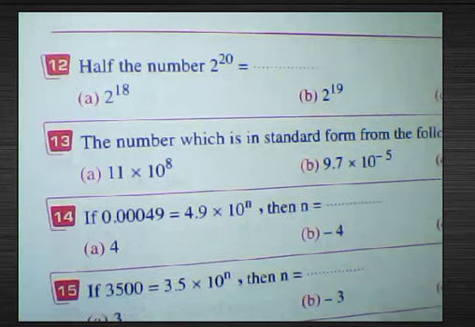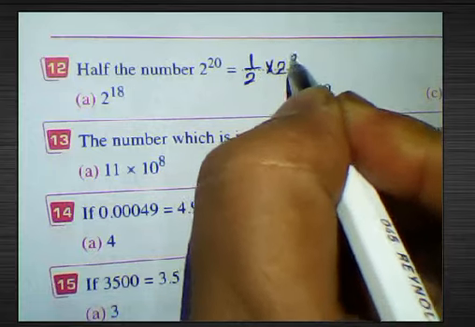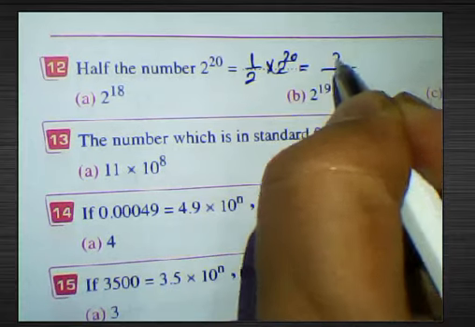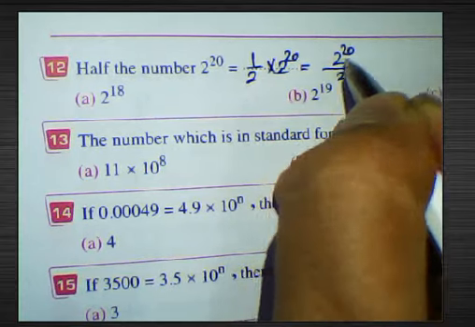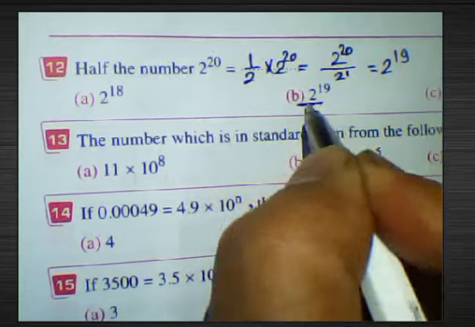Half of the number 2 power 20 means 1 over 2 multiplied by 2 power 20, which means 2 power 20 over 2. We can find the difference between the powers here. It will be 2 power 19.